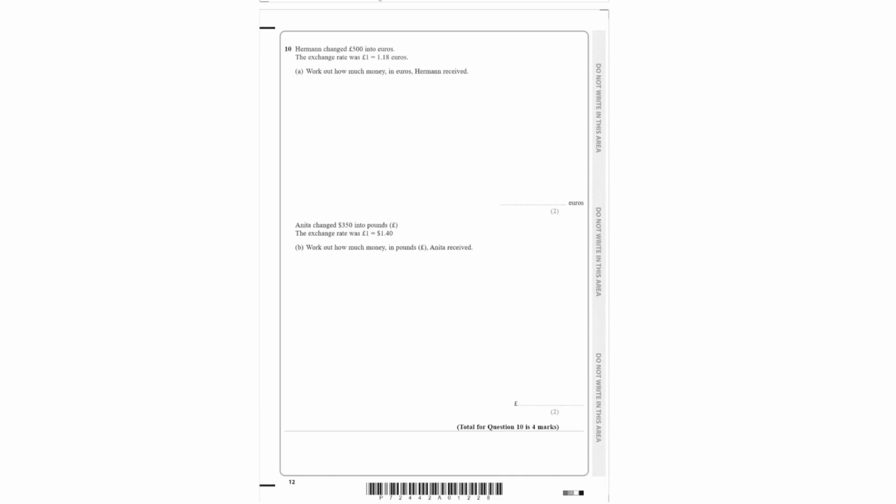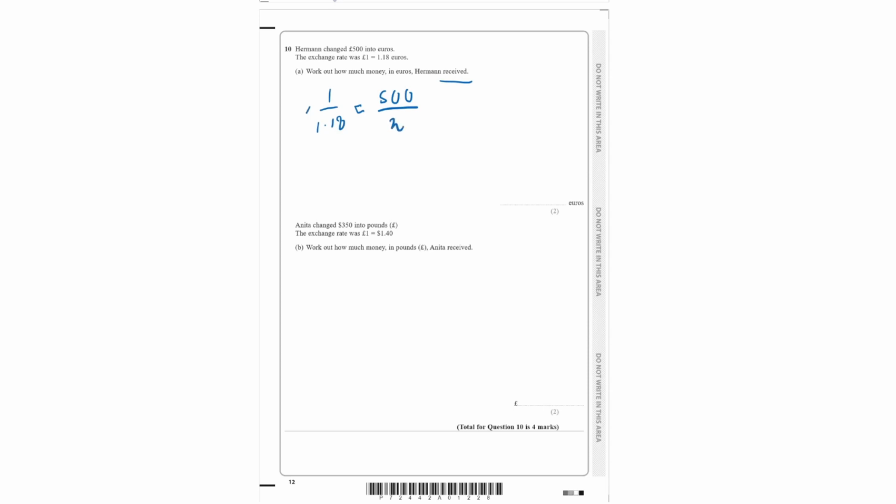Herman changed 500 pounds into euros. Given that the exchange rate was 1 pound to 1.18 euros, work out how much money in euros Herman received. So we can see here that 1 pound is equivalent to 1.18 euros, and he gave 500 pounds. He doesn't know how much he received.